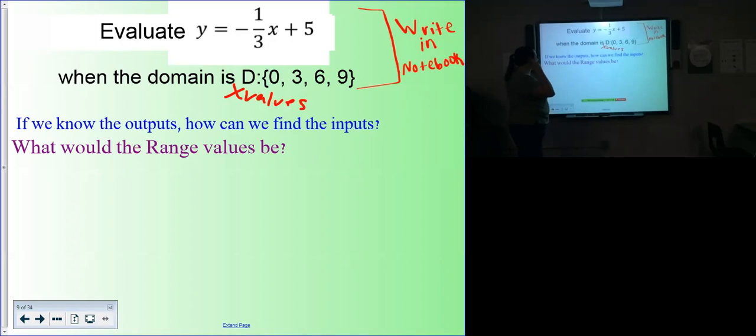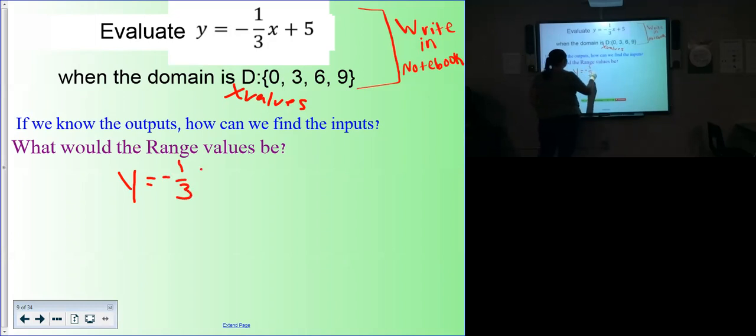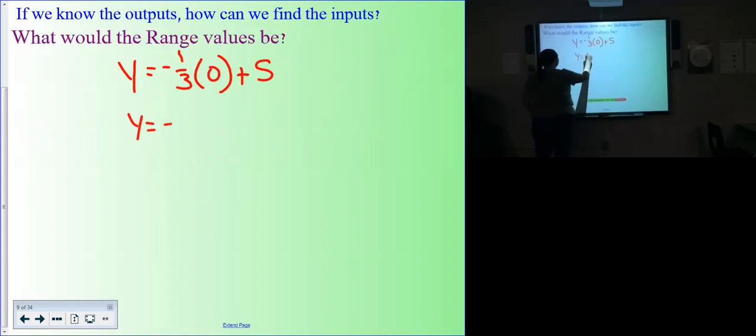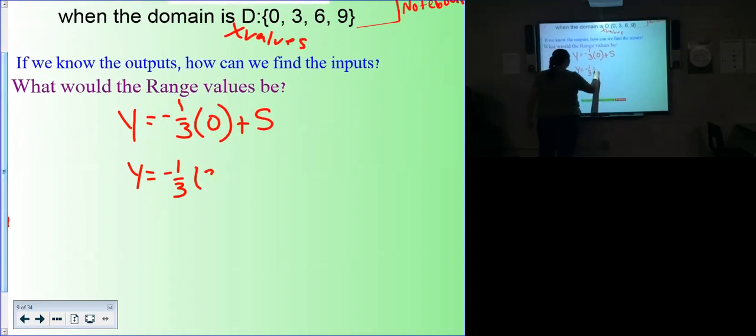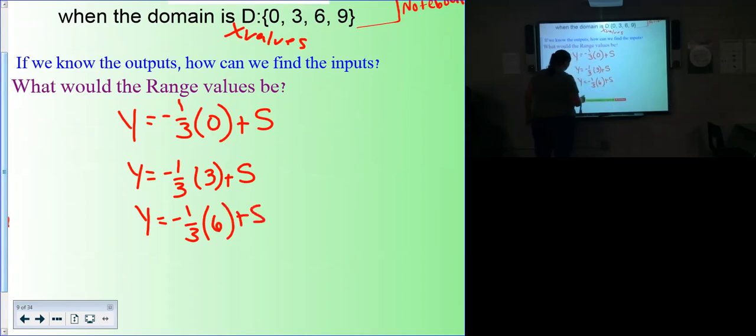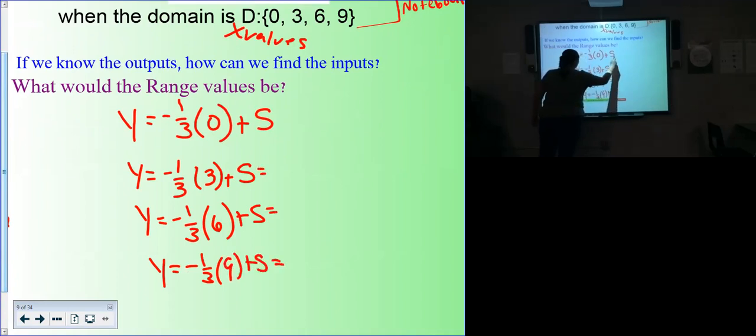So I'm going to take this equation and all those x values, and individually I'm going to plug all those x values into this equation. So y equals negative 1/3 times 0 plus 5. Y equals negative 1/3 times, what were all my x values? There we go, 3 plus 5. Y equals negative 1/3 times 6 plus 5. Y equals negative 1/3 times 9 plus 5. And I have to find out what each and every one of these equals.